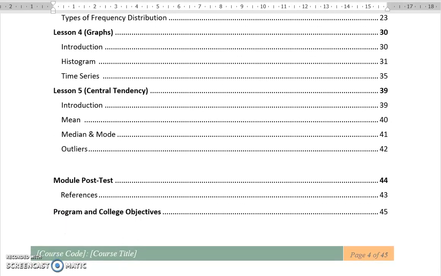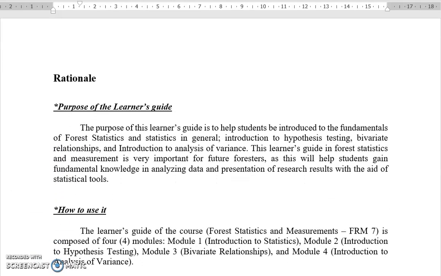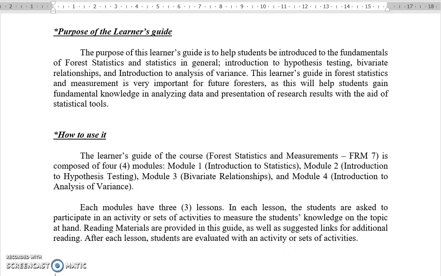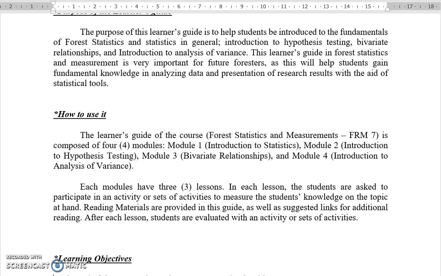Now, I already gave you an instruction to answer your module pre-test. The purpose of this learner's guide is to help students be introduced to the fundamentals of forest statistics and statistics in general. We will also be discussing hypothesis testing, bivariate relationship or correlation and regression. And lastly, we'll be discussing an introduction to analysis of variance, which is the usual statistical analysis that we use when we do forest research or agricultural research in general.